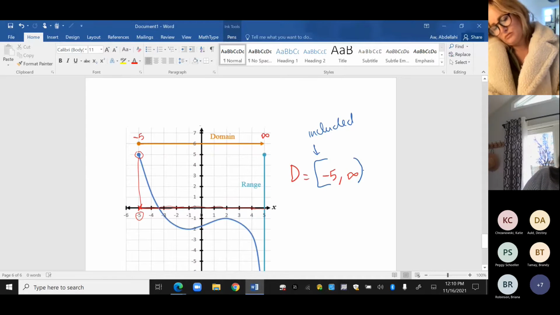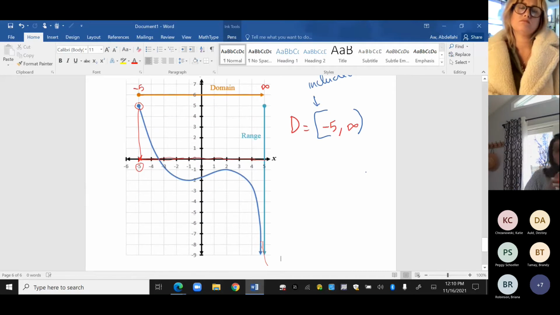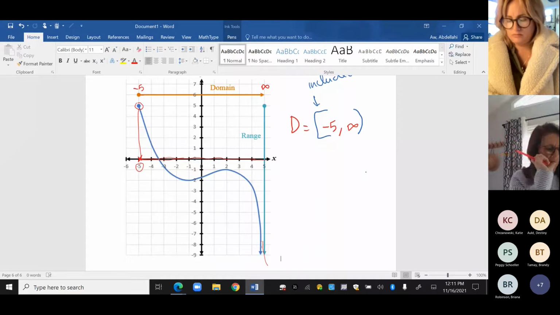This is a domain. How do we get a domain? It is the part of the x-axis that is covered by the graph. That's it. Now the range is the other way around. The range is the part of the y-axis that is covered by the graph. And how do we read the range? From bottom to top. Domain is from left to right. Range is from bottom to top, right?